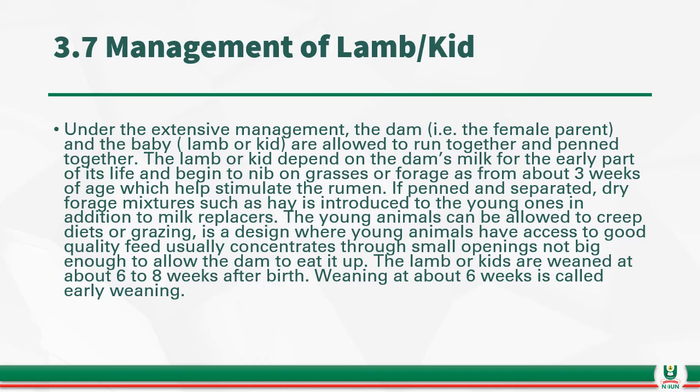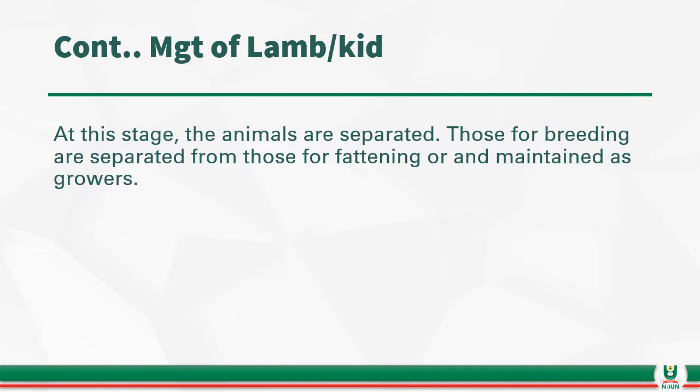It's a design where young animals have access to good quality feed, usually concentrates, through small openings not big enough to allow the dam to eat it up. That's creep feeding. The lambs or kids are weaned at about 6 to 8 weeks after birth. Weaning at about 6 weeks is called early weaning. At this stage, the animals are separated. Those for breeding are separated from those for fattening and maintained as growers. Of course, weaning is separation from milk or any liquid except water.